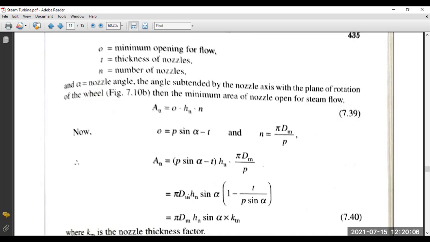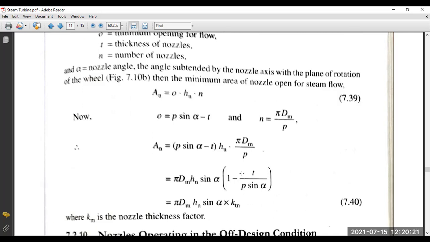So after certain addition or subtraction with dm, it is pi dm h0 into sin alpha itself. This p and p is cancelled, and minus this is t divided by p sin alpha itself, and this factor 1 minus t by p sin alpha is defined as the nozzle coefficient factor itself.